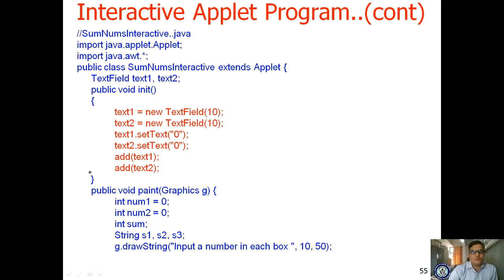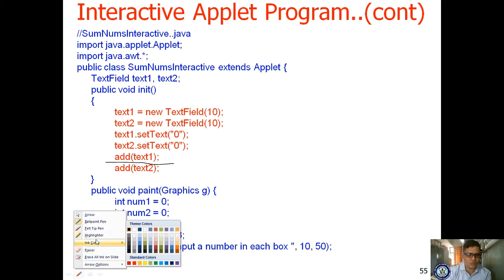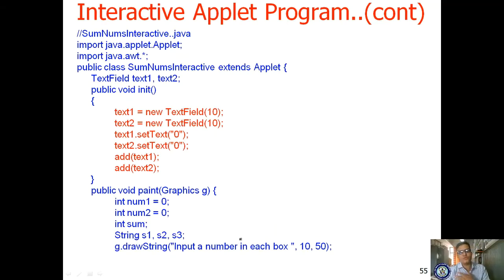Now afterwards we compulsorily have to use one method. That method is called the add method. This add method will add the control to your web pages. If you don't use this add method, these objects are not added in your output screen, that is, in your web pages. So that is the purpose of the add method. The add method is used to add the object in your web pages, where we are displaying your applet program. That is why we have to use the add method.